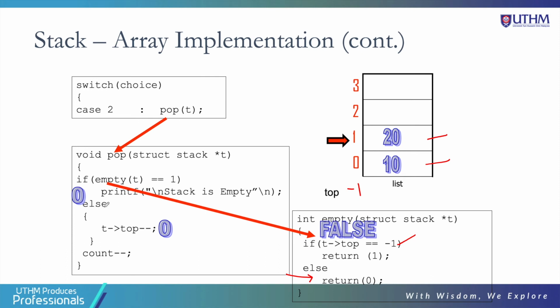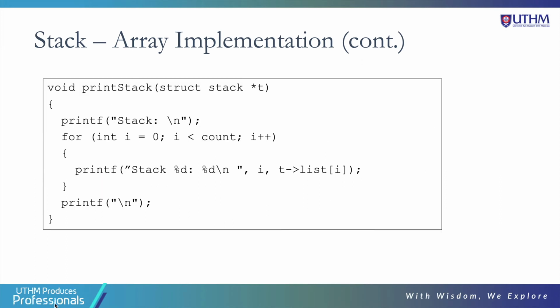Okay, and then it will go to the else part, t top minus minus, meaning that the current t top will be decremented by 1. So 1 will be pointing to 0. Right? So this is the function to print out all the values inside the stack.